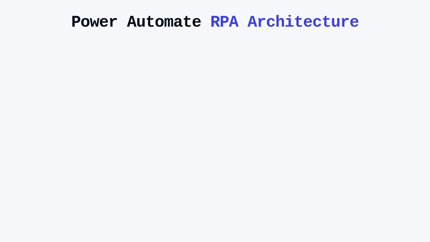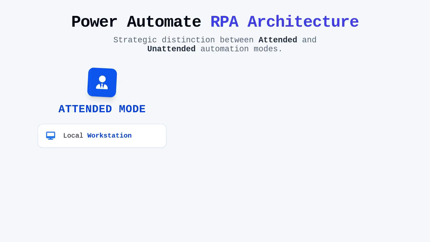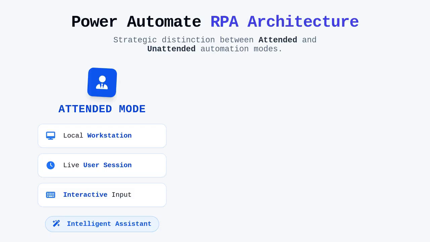When we approach the architecture of robotic process automation in Power Automate, the primary distinction between attended and unattended modes dictates every design decision we make. Attended automation is intrinsically tied to a live user session, acting as an intelligent assistant that runs on a local workstation to supplement human tasks. Because the human operator is physically present, these automations can rely on user-initiated triggers and dynamic, interactive input.